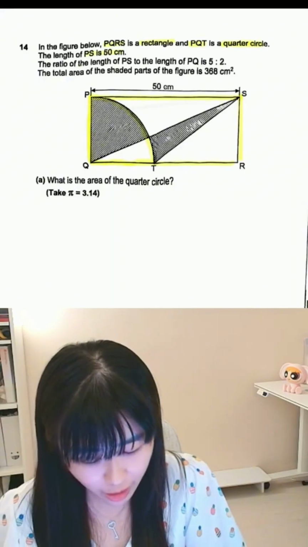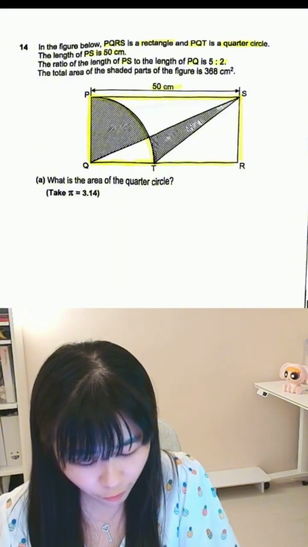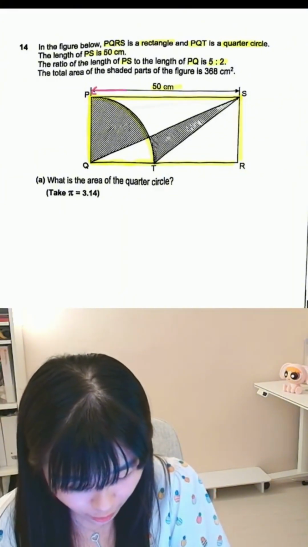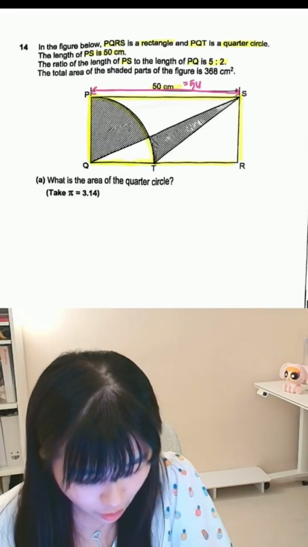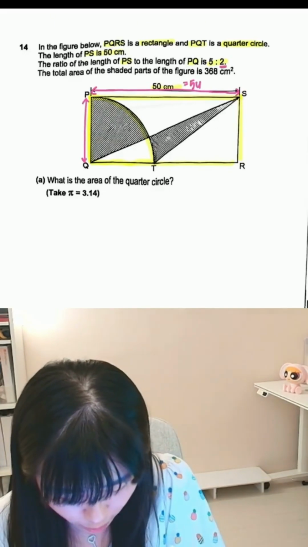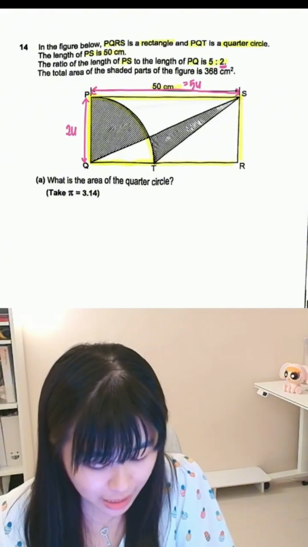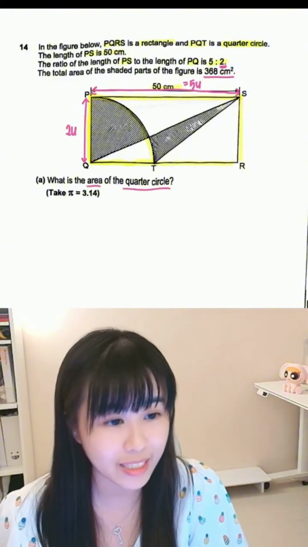PS is 50, which they already put out for us. The ratio of the length of PS to PQ is 5 to 2. So PS, the whole thing here, they say is 5 units. PQ, the whole thing here, they say is 2 units. The total area of the shaded parts is 368 cm squared. What's the area of the quarter circle?